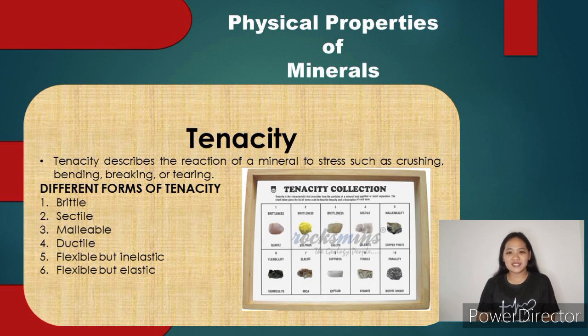We have number 5, flexible but inelastic. Any mineral that can be bent but remains in the new position after it is bent is flexible but inelastic. So when we say elastic, it is the ability to go back to the original shape or form of something. So it means these minerals are flexible but not flexible enough to go back to their own shape. And lastly, we have flexible and elastic. When flexible and elastic minerals are bent, they spring back to their original positions.